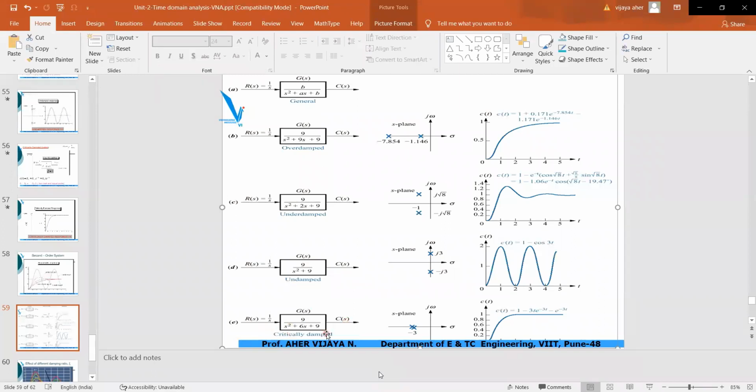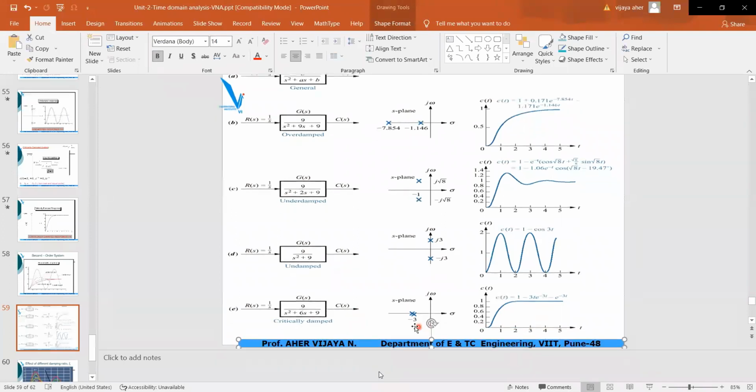The 4th category is critically damped. This is the equation for G of s. R of s is 1 by s. C of s is equal to R of s into G of s. 2 real and equal poles are located in the S plane, over here at s equal to -3. And your system response is like this for the critically damped system. After taking the inverse Laplace of C of s, you will get C of t equal to 1 minus 3t e raised to the power minus 3t minus e raised to the power minus 3t.